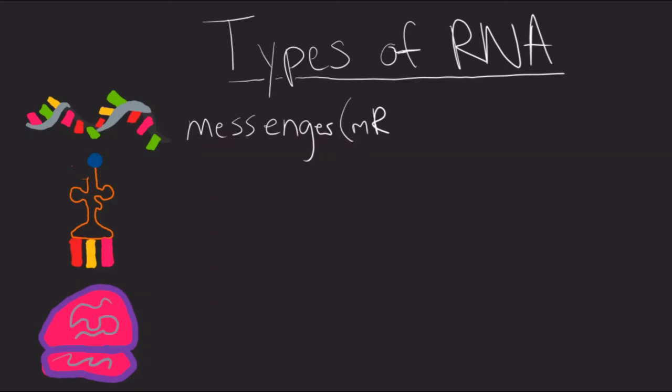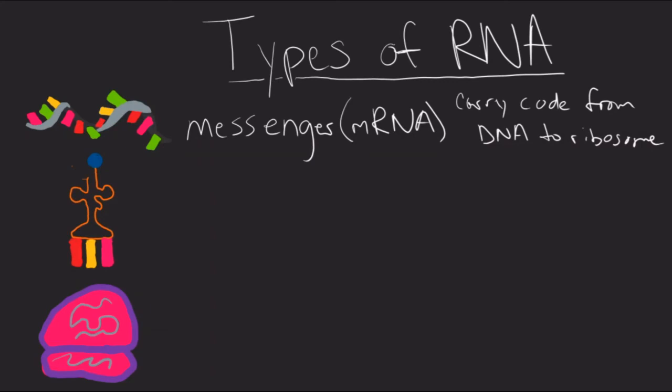And it's going to do exactly that. It's going to carry the message. So it carries the code from DNA to the ribosome, which I have drawn down here at the bottom, to a ribosome where we will actually make polypeptides. So mRNA is going to carry code from DNA to the ribosome.